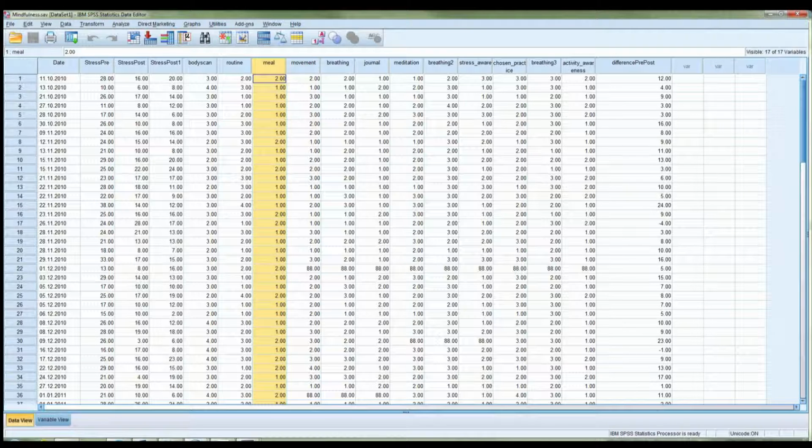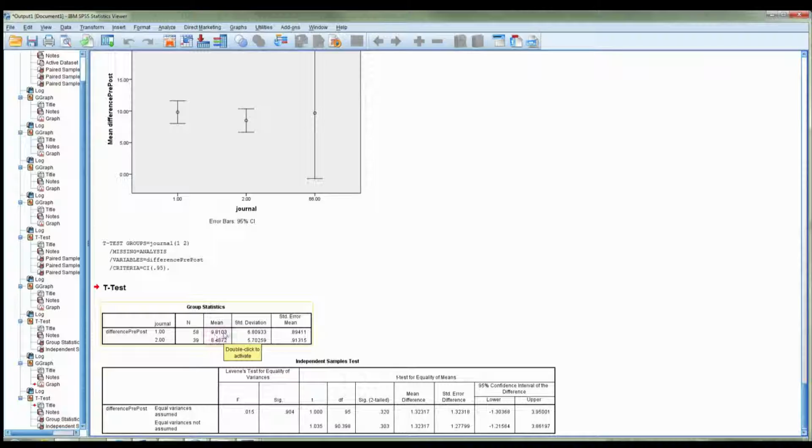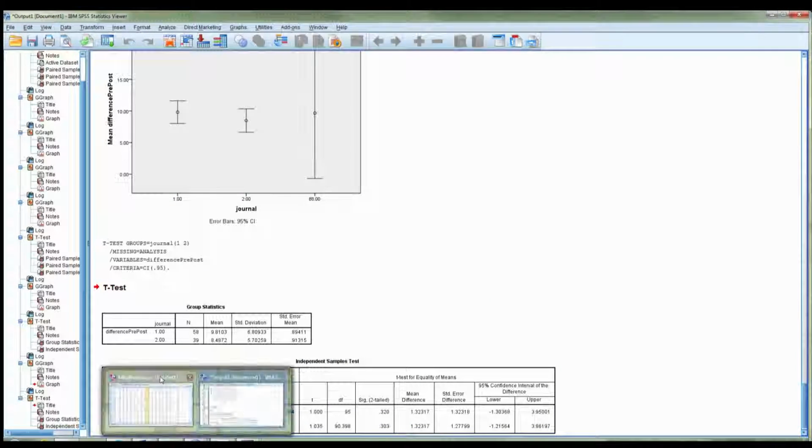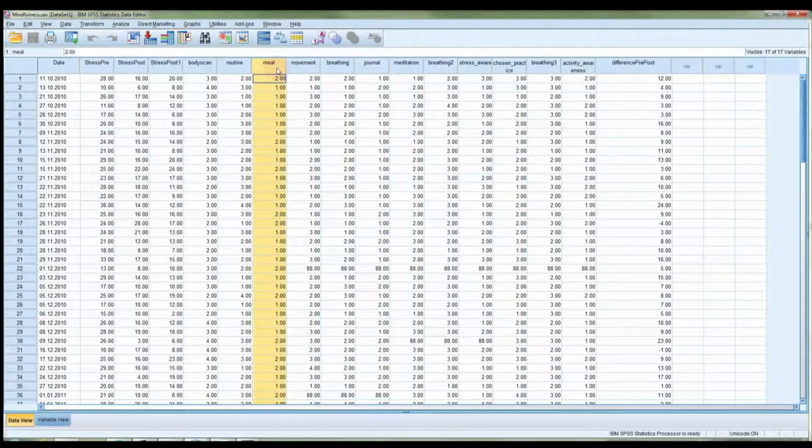So for those that did journal, they had a mean drop in perceived stress of 9.8, and for those who did not do the journaling exercise, there were only 39 in that group, they had a mean drop in perceived stress of 8.4. So 8.4 is clearly not as high as 9.8, but our hypothesis is about the population. So if we had a population of people doing this, does this sample give us evidence for whether or not there would be a difference in the population?